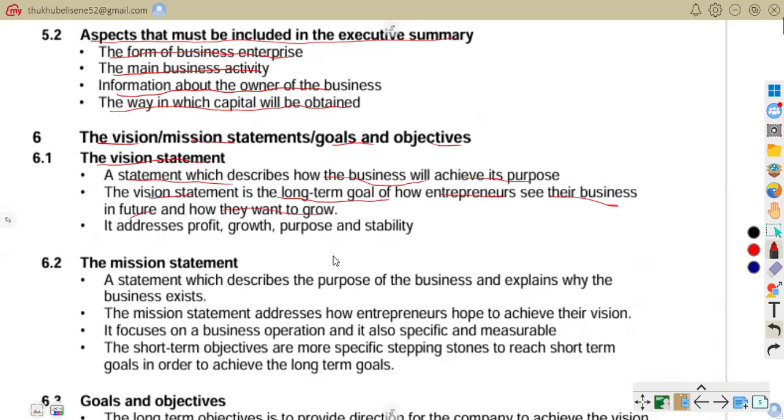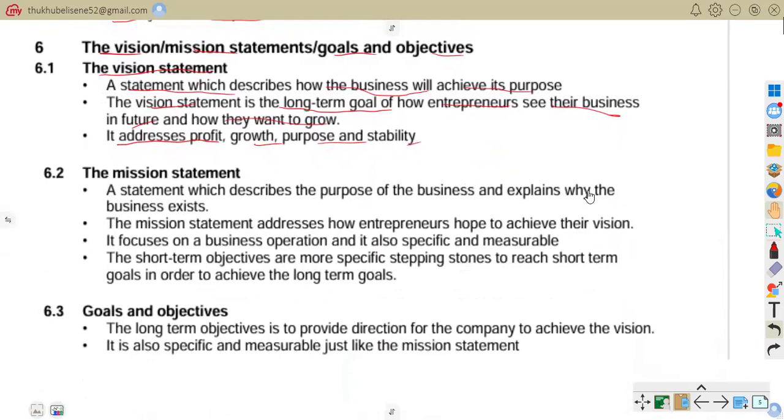So it's a long-term goal for the future. It shows where the entrepreneur wants the business to be in the future, like to open 20 stores nationwide within 10 years. It addresses profit, growth, purpose, and stability, meaning it focuses on long-term success. For example, we want to increase profits while expanding into new provinces.